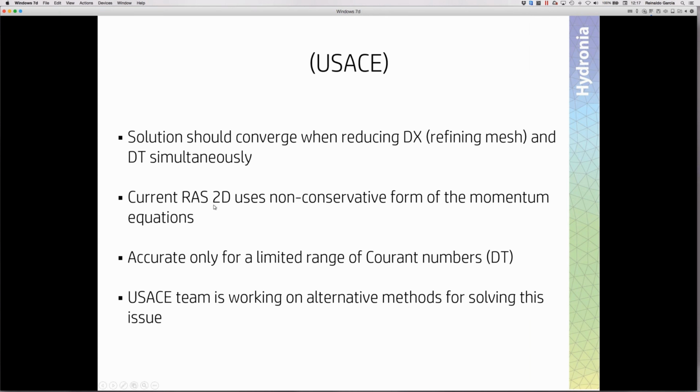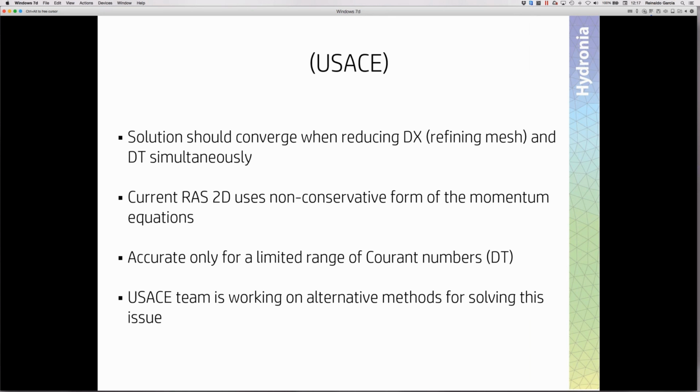And it would appear that the reason for that is that the current RAS uses a non-conservative form of the momentum equation, and that makes it accurate for a limited range of Courant numbers. So it means that in some situations where you have very fast flows, where the advective terms are very important, the model is not able to converge as it should, or comparable to other finite volume models. Now, the Corps of Engineers is working on alternative methods to solve this issue, as they indicated.